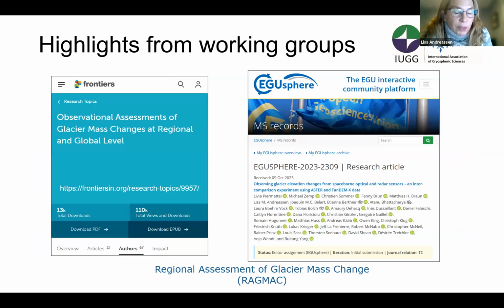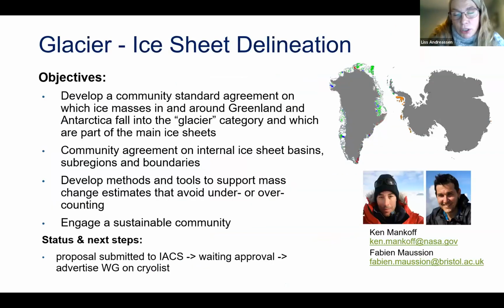The more recent working group, Regional Assessment of Glacier Mass Change, RAGMAC, also made a full volume of Frontiers about observational assessment of glacier mass change at regional and global level. So you can check out all the papers there. And just recently we published a paper, or not published, it's in discussion: observing glacier elevation change from spaceborne optical and radar sensors, an intercomparison experiment. So this is sent to reviewers and will hopefully be published early next year. So these were some highlights from earlier and current working groups.